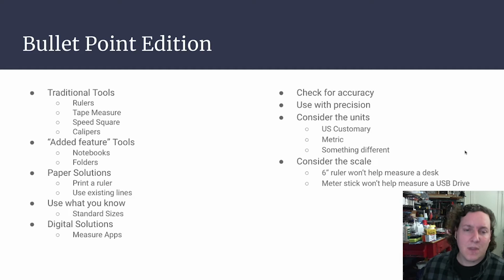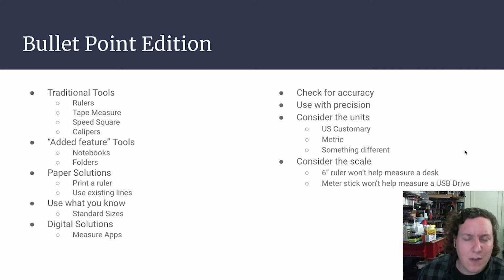for some things. The third category that we're going to talk about is paper solutions, so being able to print out a ruler in case you don't have one of those other options. It's a temporary solution, but one that works. But of course we can also use paper in terms of existing lines, so whether it's a regular notebook or if it's graph paper, we're going to talk about a few ways that you can look at that.